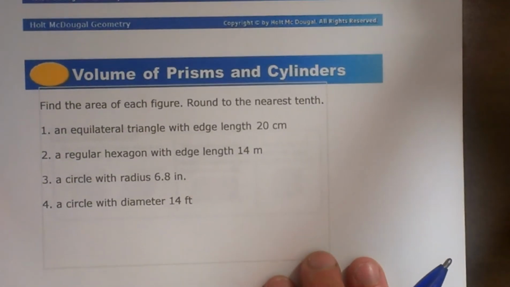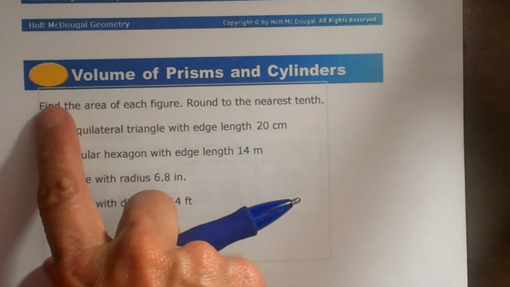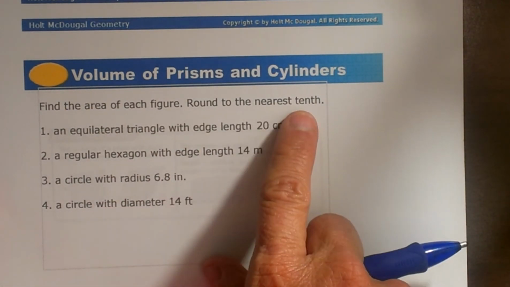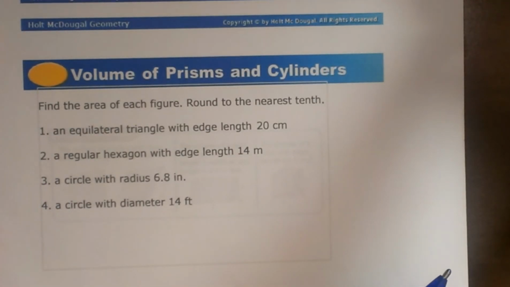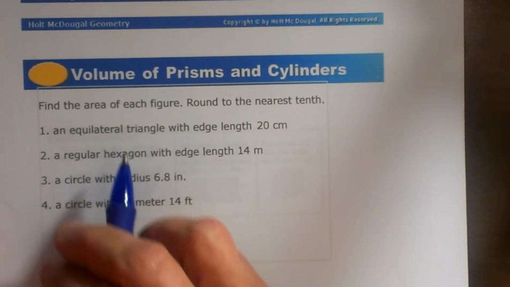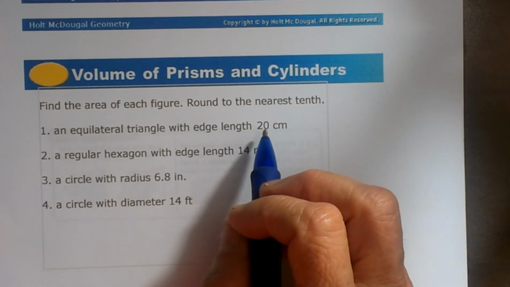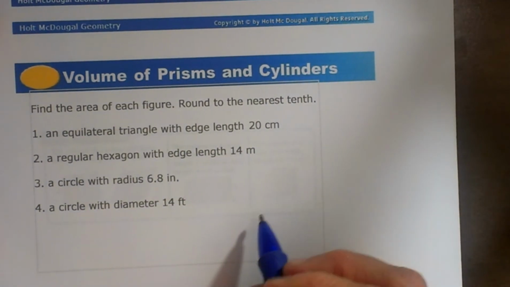Okay, so let's start with a quick review. Find the area of each figure, round to the nearest tenth. You need to know this stuff for maybe a test or a quiz coming up. An equilateral triangle has an edge of 20. So we're going to try to find the area.